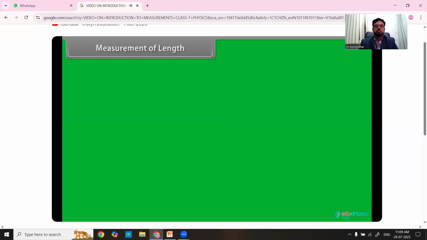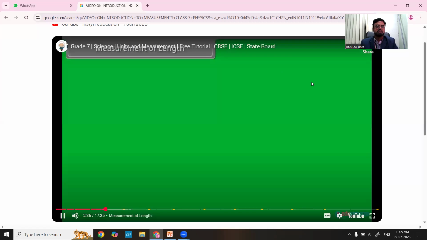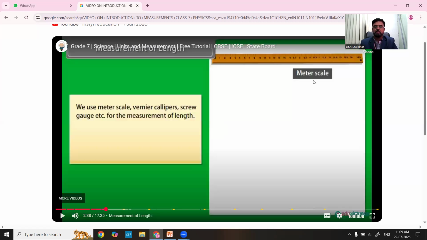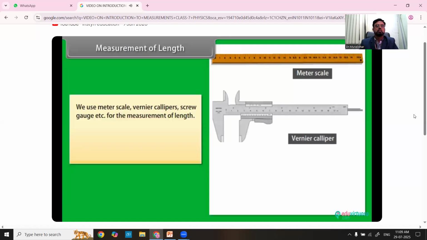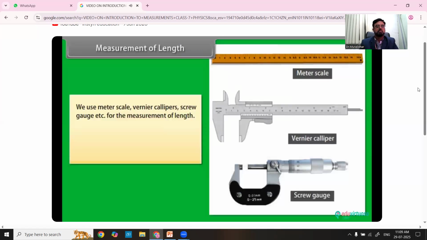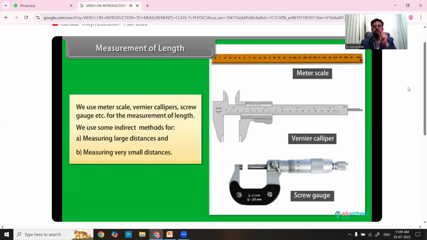Measurement of length. As you know, this is a very important measurement. For the measurement of length, we use a meter scale, vernier calipers, screw gauge, etc. We also use some indirect methods for A. measuring large distances and B. measuring very small distances.